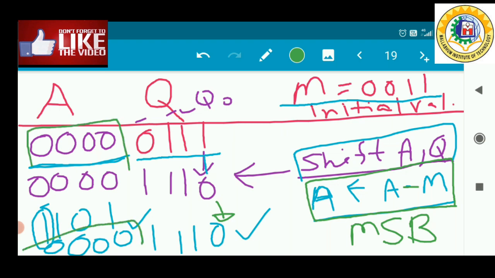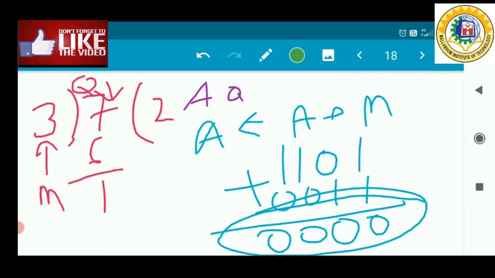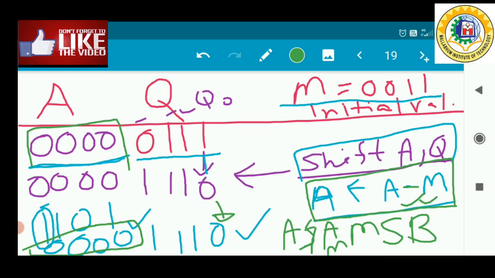This is the restore A shortcut method, and the elaborate method is we make A equal to A plus M if we find MSB of A equal to 1 after this step. If we perform A equal to A plus M, we get the same result. This is called the restoring method. That's why the method name is restoring. This is the first cycle.